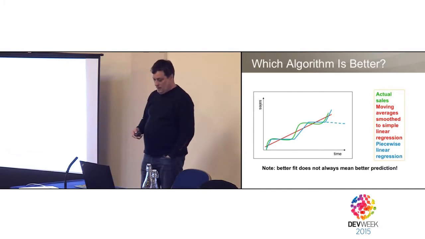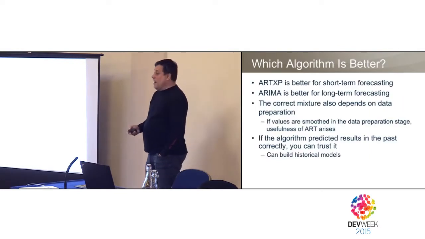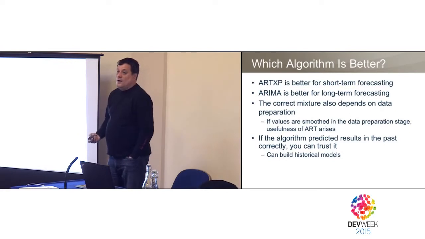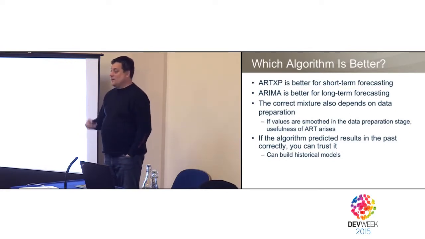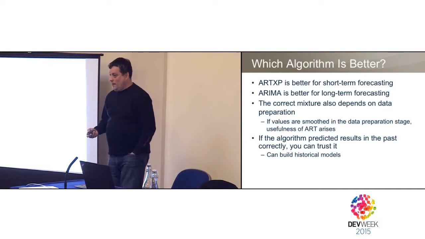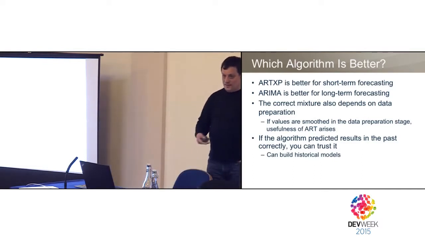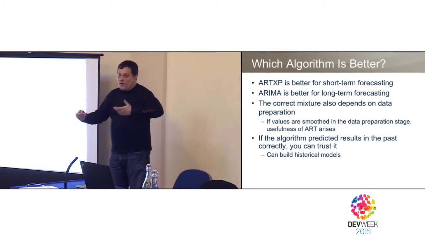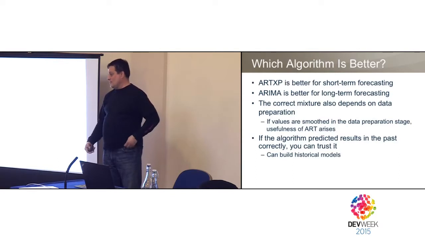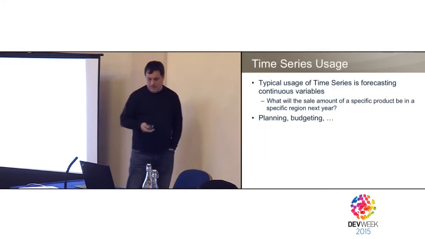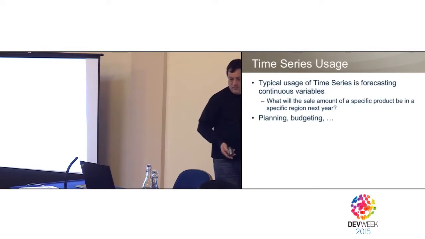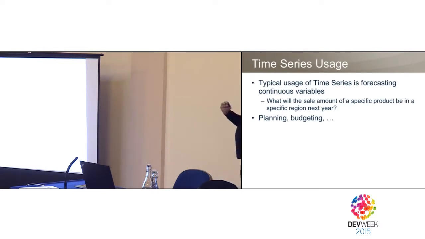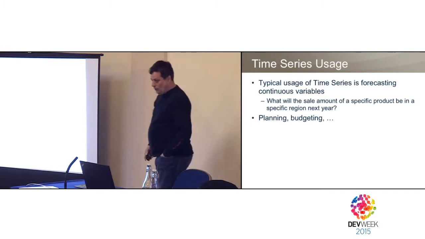But also another method is to try to pretend that the current time point is already in the future and move back and calculate ARTxp and ARIMA equations for, let's say, 3 time points in the past, and then forecast the next 3 time points where you have the results. So if forecasts are close, you kind of can trust the model. Of course, forecasting continuous variables is used for all kinds of planning, budgeting, and so on.